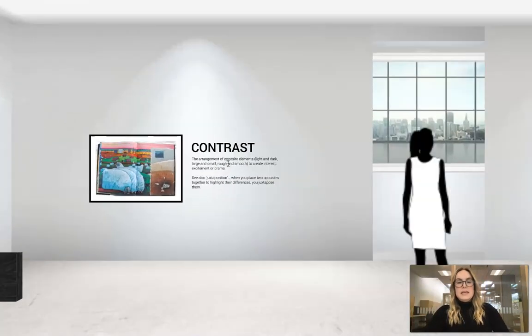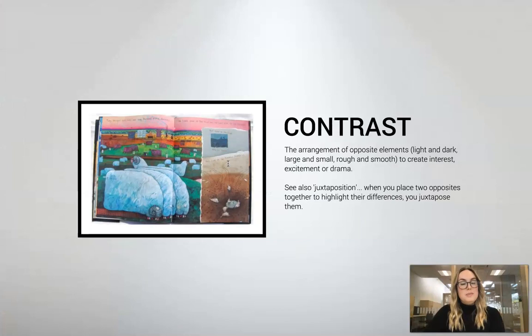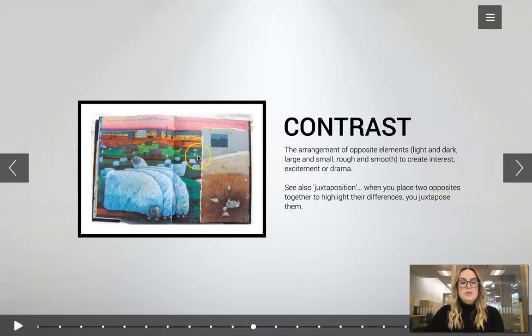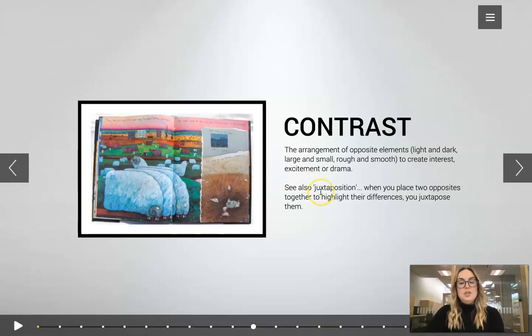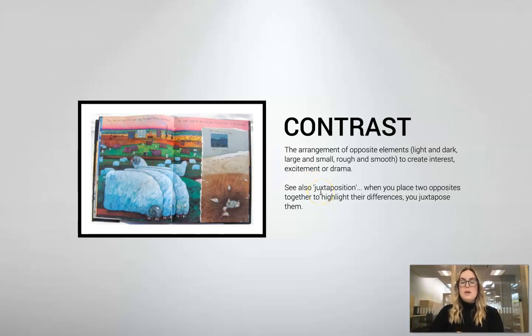The next one here is contrast. So again, like we talked about with color before, contrast is really great to talk about the differences between elements of the image. And it doesn't just have to be color, it can be anything. And this also relates to juxtaposition. When you place two extremely opposite things next to each other, it really highlights their differences. So in doing that, you juxtapose them, which heightens the contrast.